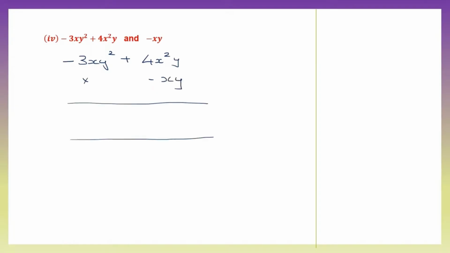Question 4. Minus 3xy square plus 4x square y into minus xy. So let's start by multiplying minus xy and minus 3xy square. We can put a 1 here. So let's write that: minus 3xy square into minus 1xy. Now let's take the numbers, minus 3 into minus 1. Let's take the x, we have x into x. Let's take the y's, we have y square into y.